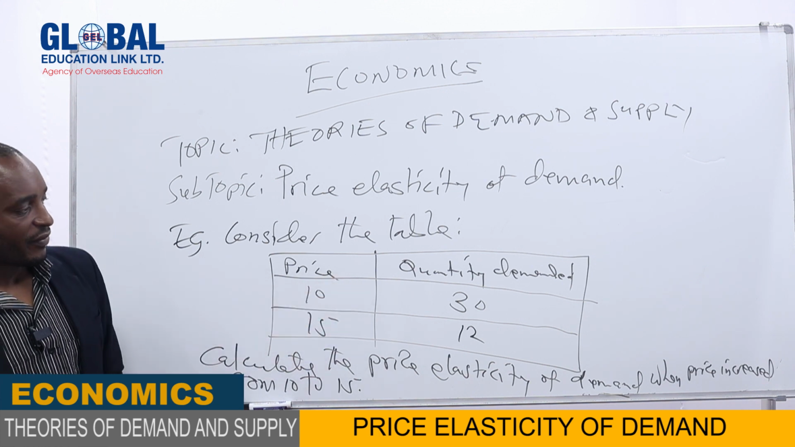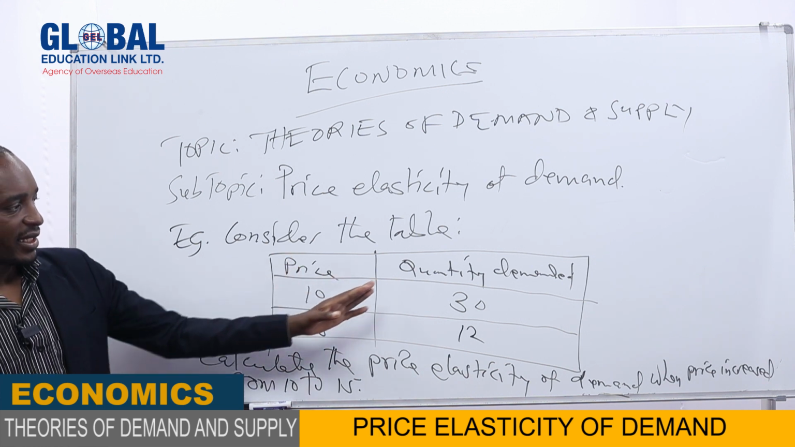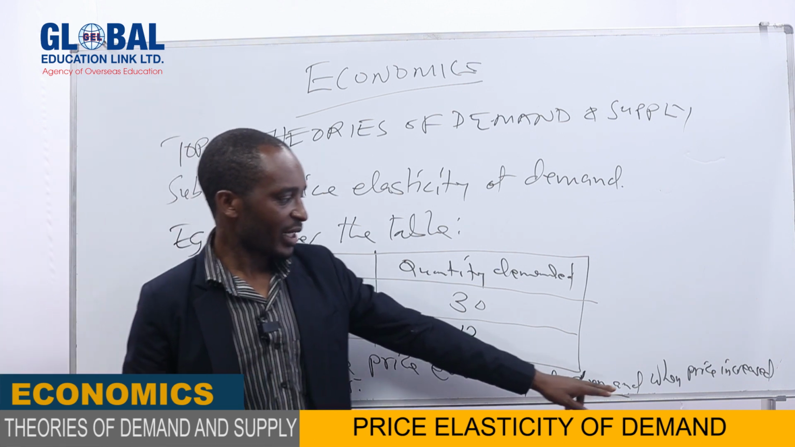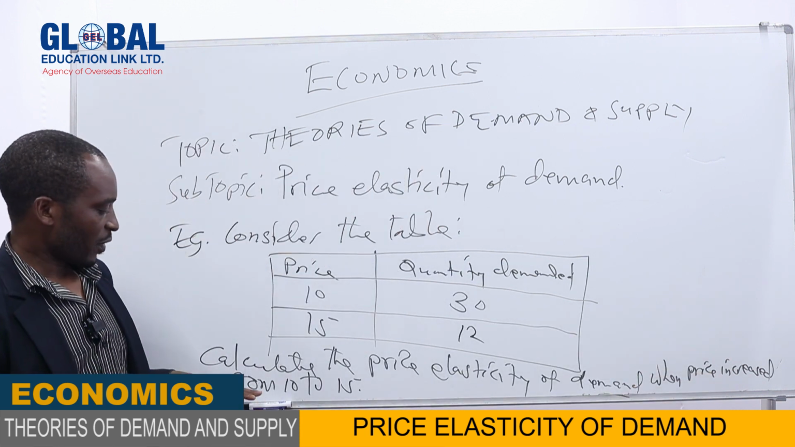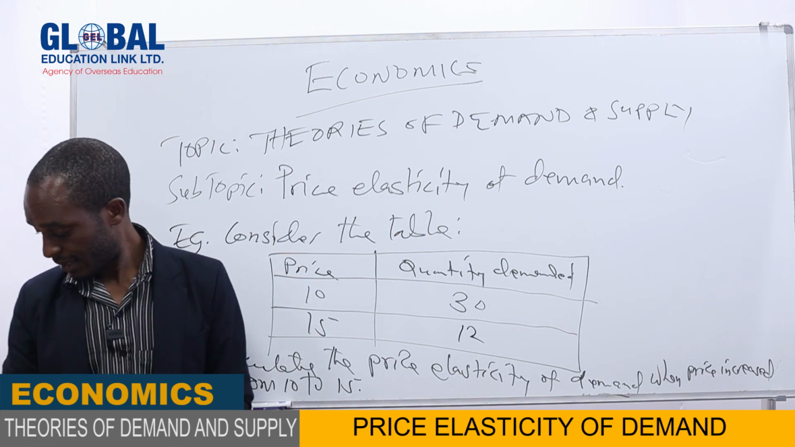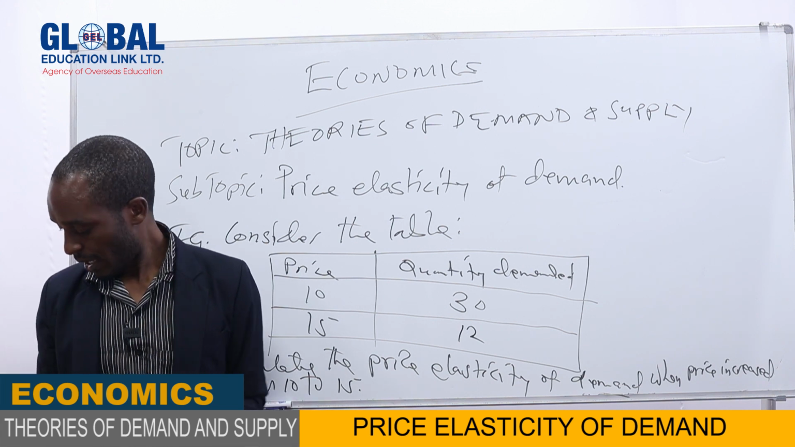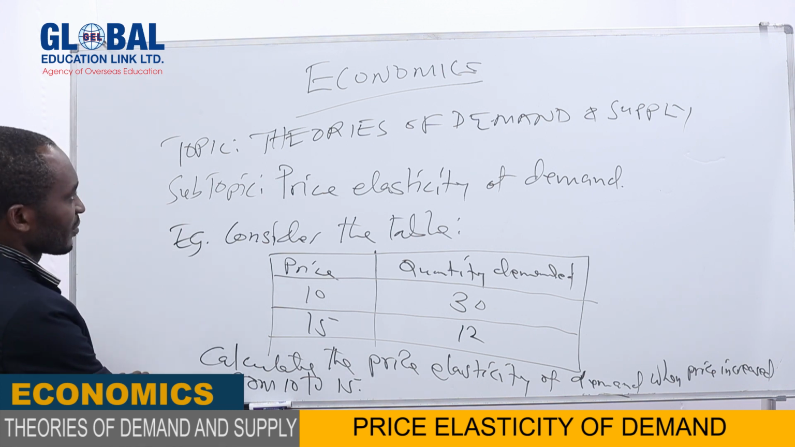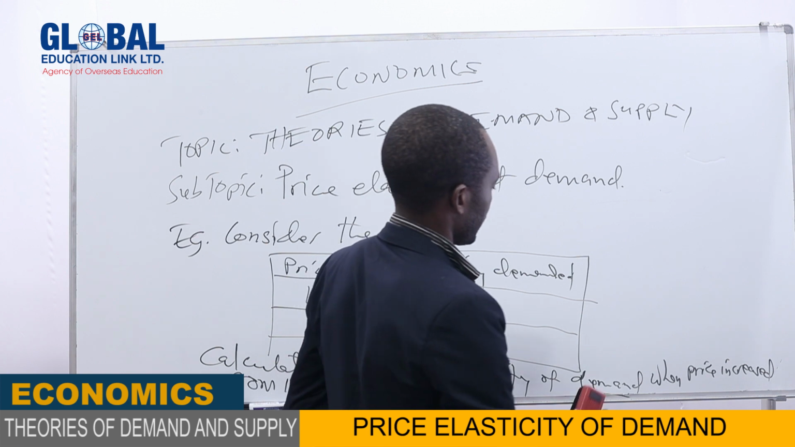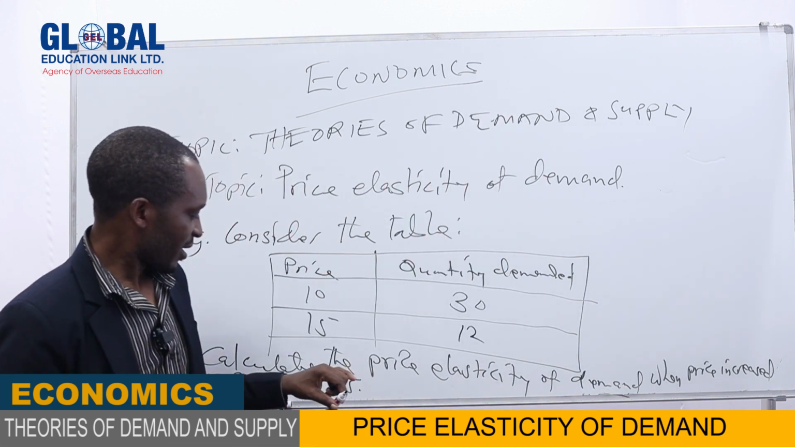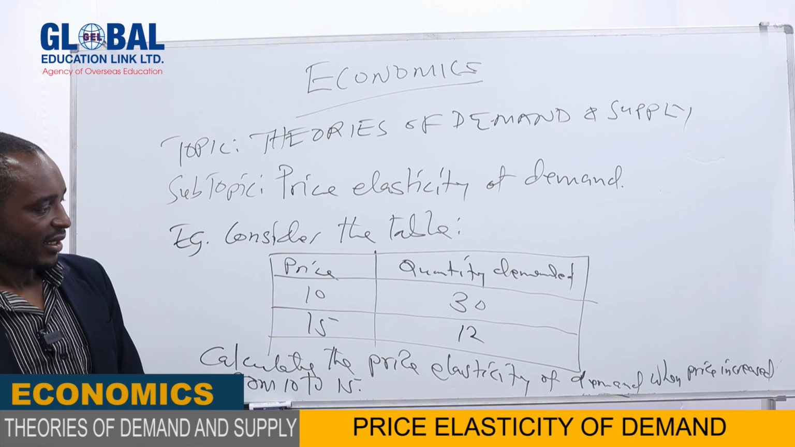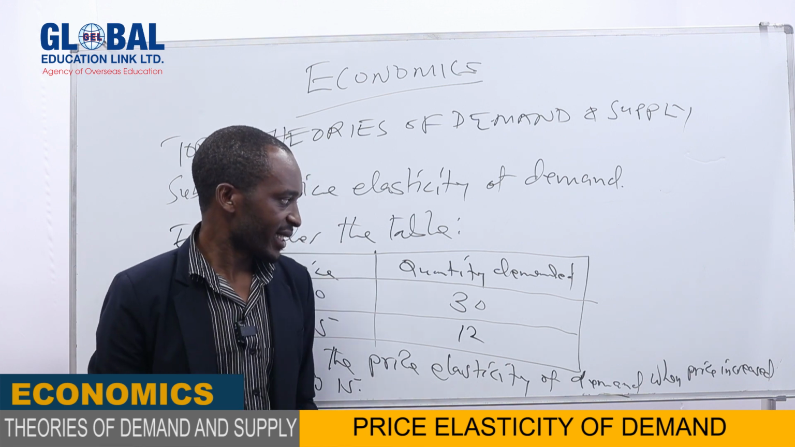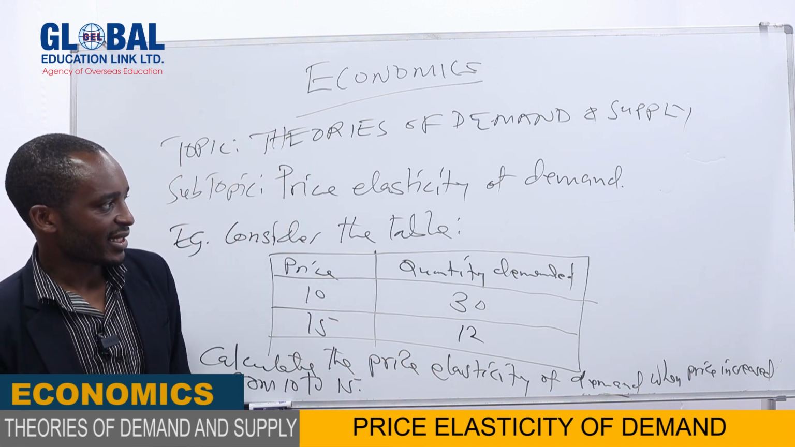As you see the information in our table, we are given the price and the quantity. Now, the question is, calculate the price elasticity of demand when the price increased from 10 to 15. Now, let us see the solution, how we can calculate it. I hope you take a note on the information given in the table. So now let us see how we can calculate the price elasticity.